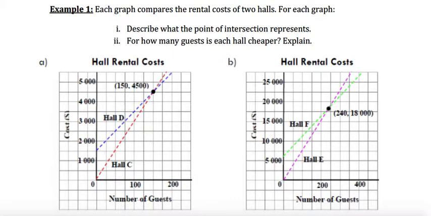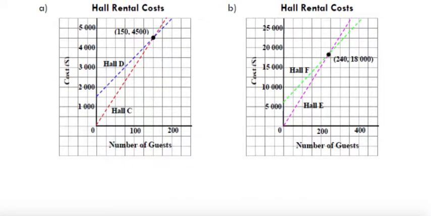So we're going to describe what we call the point of intersection. That's where the two lines will cross each other. And then we're going to identify for which hall it will be cheaper. So for how many guests should you invite in order for the hall to be cheaper than the other. And we're going to explain that based on the graph.